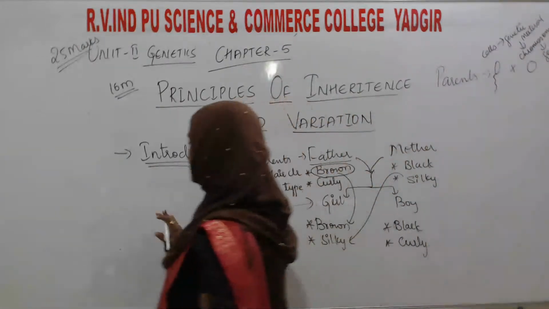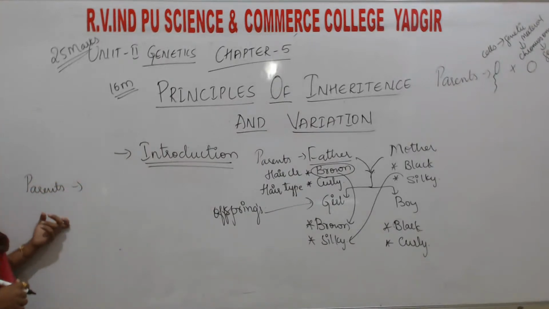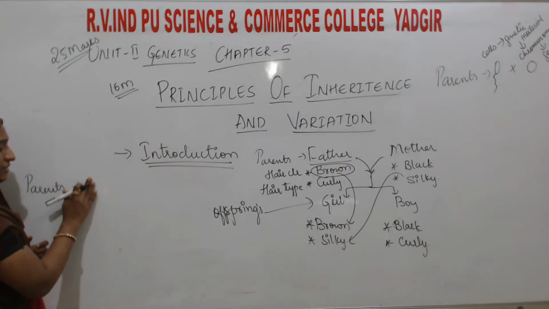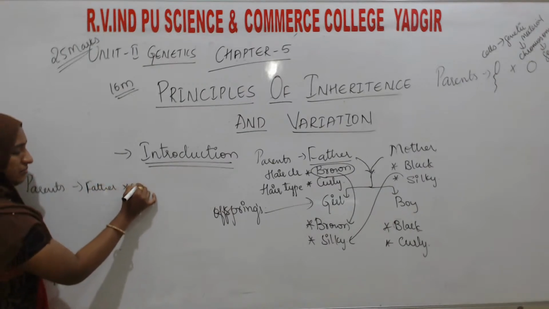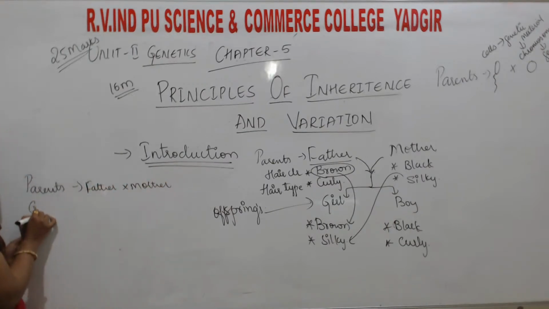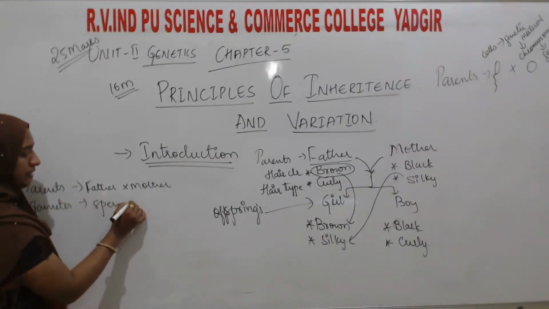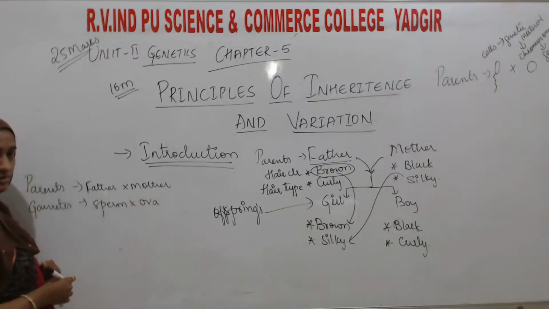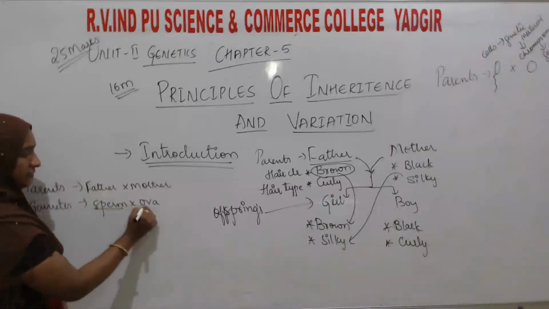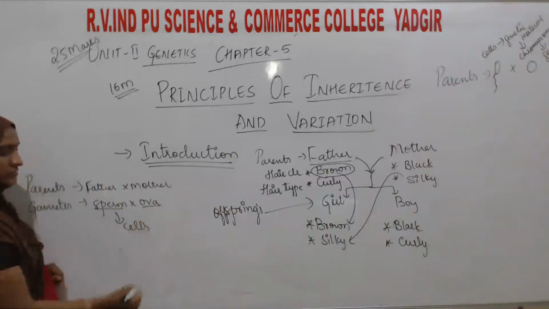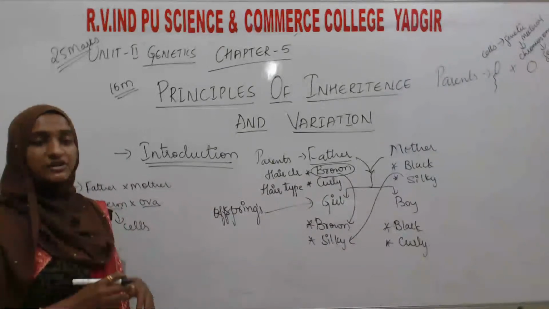Otherwise I will write here. The parents will be there. The father will produce the gametes. See here, this is the father, and this is the mother. What gametes are they going to produce? The father will produce the sperm and the mother will produce the ova. These gametes are cells, as you had already studied in first PU, the cell, the structure and functional unit of life.